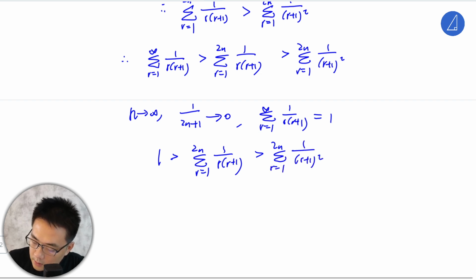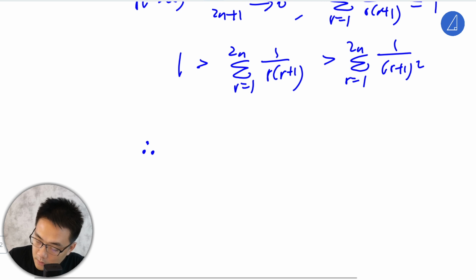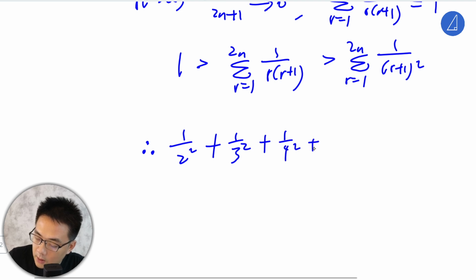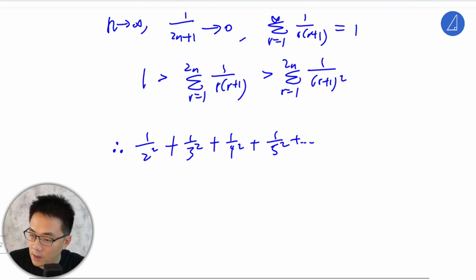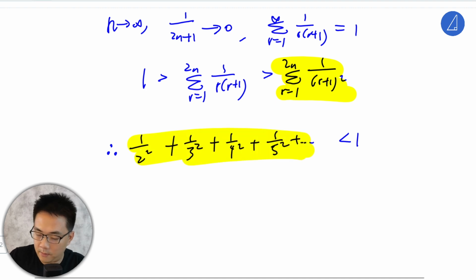So hence 1 over 2 squared plus 1 over 3 squared plus 1 over 4 squared plus 1 over 5 squared plus dot dot dot is less than 1, because this guy is this entire guy here. Okay, that's it. Shown.